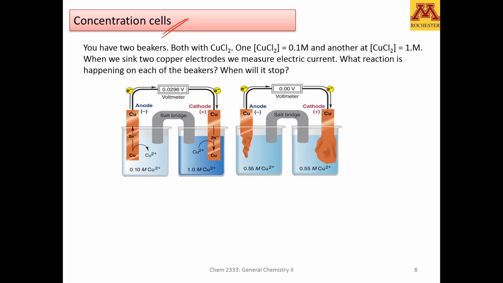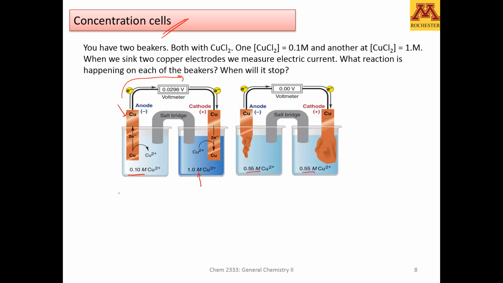If you connect a beaker in which there is a 0.1 molar solution of copper 2 plus, and you dip a copper electrode in it, and the other beaker has a 1 molar solution of copper 2 plus, what you will see is a current of electrons from your anode to the cathode, as usual, until the concentrations of copper 2 plus are equal in both beakers. This is called a concentration cell. So let's try to understand what exactly is going on here.